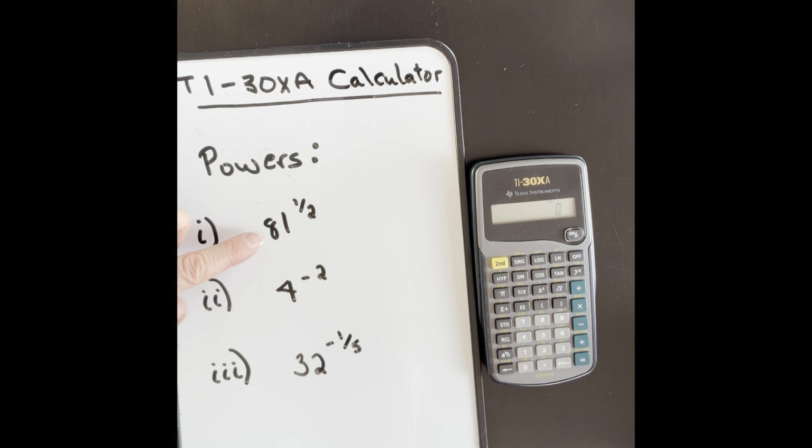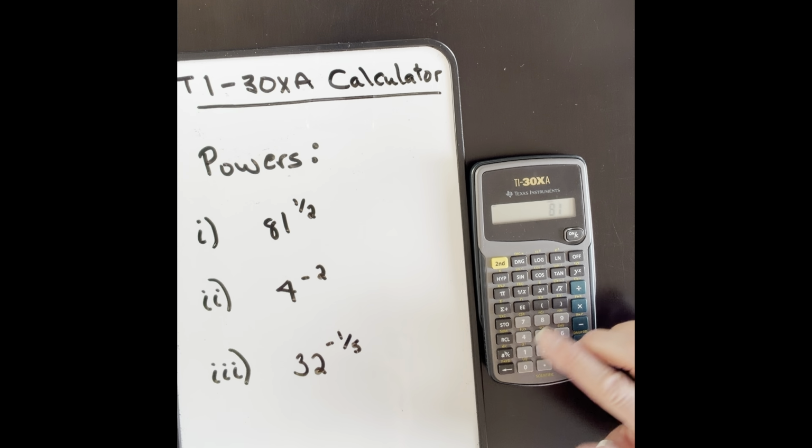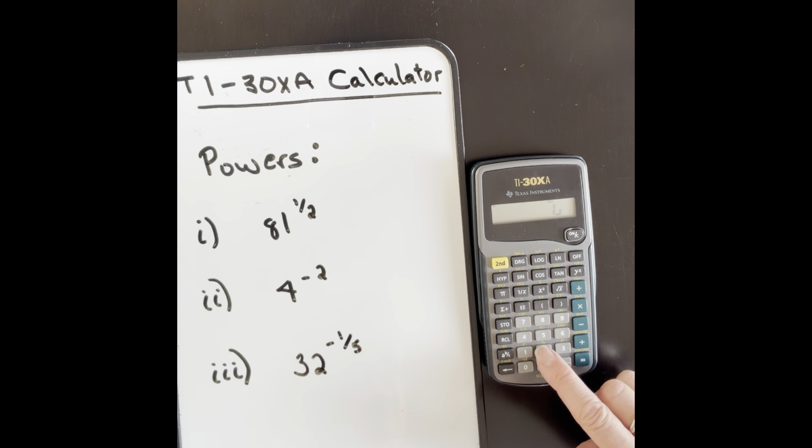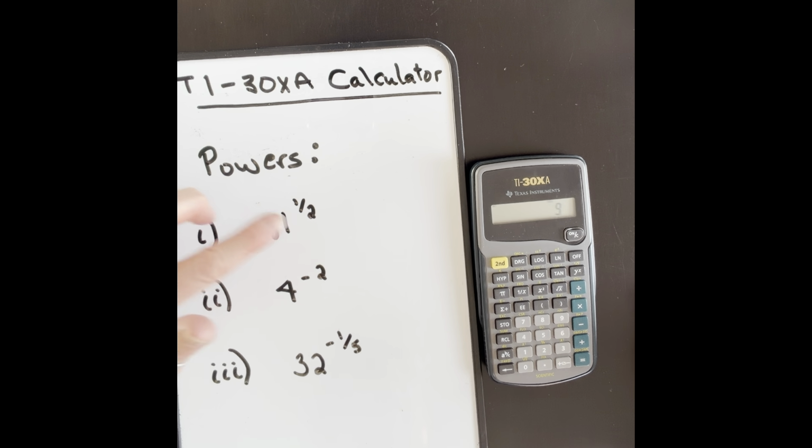So in our first example, we have 81 to the power of 1/2. Let's start by entering our base, 81, and then we're going to use y to the x. Our exponent is 1/2. We can use our fraction key to enter that. So 1 fraction 2, and then just press equals. So 81 to the 1/2 is 9. And if you understand that 81 to the power of 1/2 is the same as square root of 81, that will make more sense.